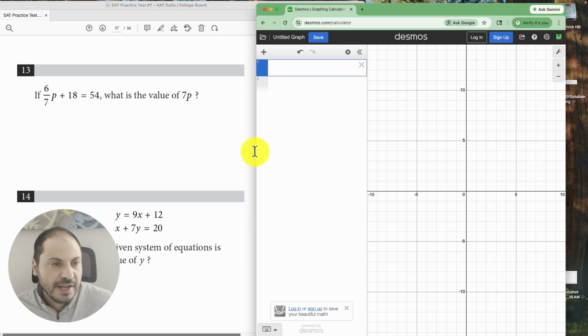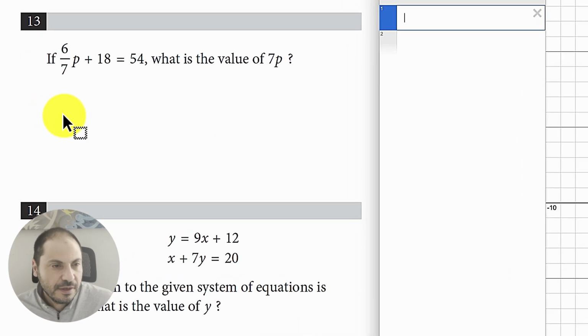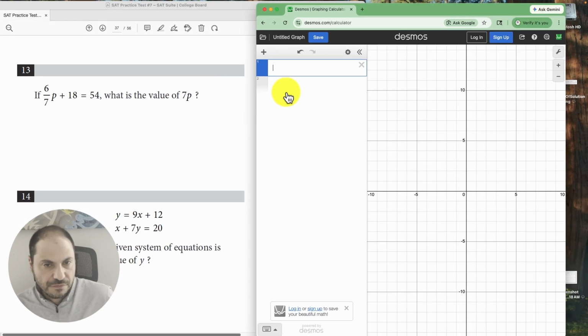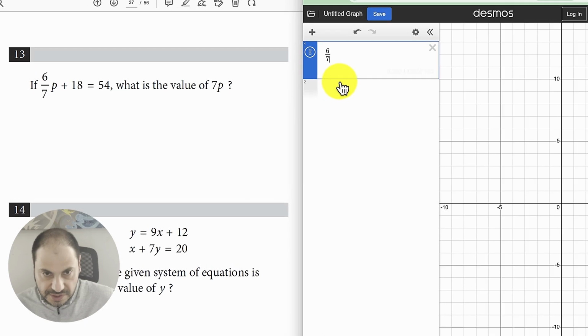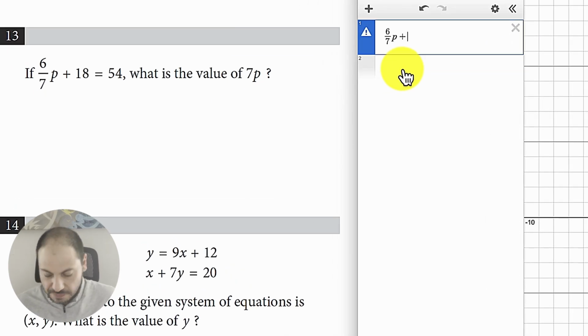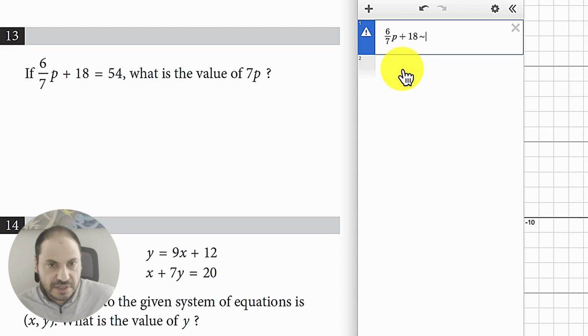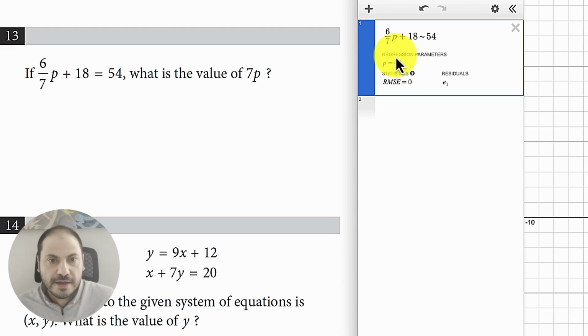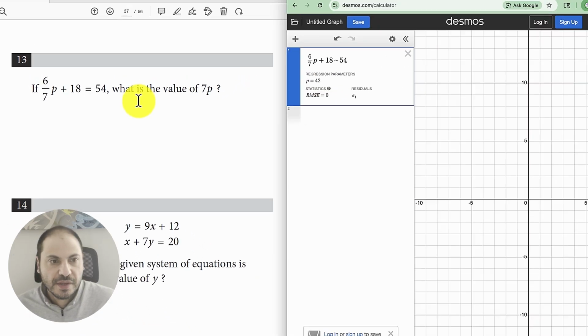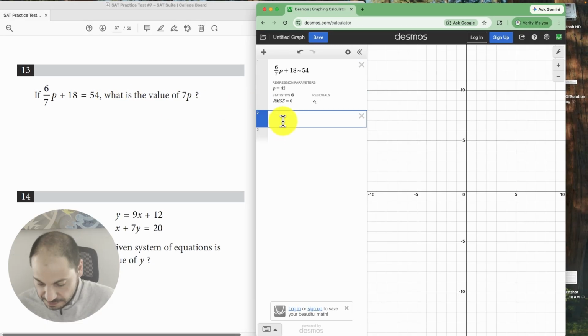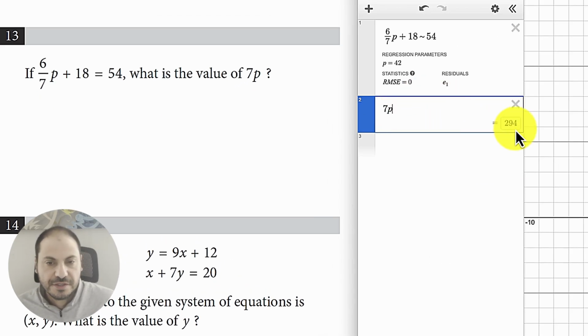The first one we're going to look at is problem number 13. It says, if 6/7 p plus 18 equals 54, what is the value of 7p? Obviously you can do this algebraically, but you can also do it using the regression function on Desmos. We put 6/7 p plus 18, and instead of the equals, we do tilde 54. It says p is 42. What is the value of 7p? I put 7p over here, so the answer is 294.